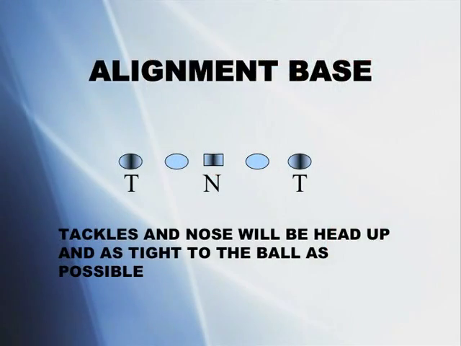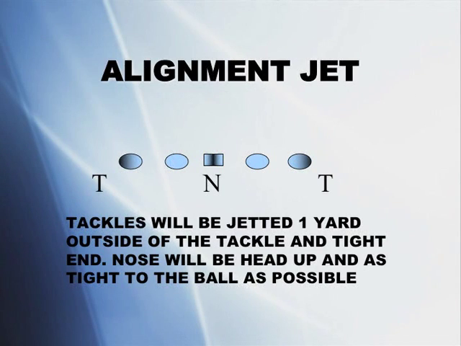First base, we lay dummies on the field and we line up. We practice alignment every day. In base, the tackles and nose will be head up and as tight to the ball as possible. We'll just line them up over dummies and say, all right, next group, get in. Then we'll work jet. Tackles will be jetted 1 yard outside the tackles and the tight end. Nose will be head up and as tight to the ball as possible.